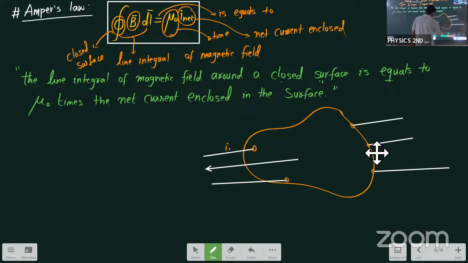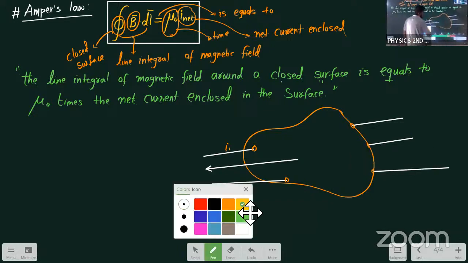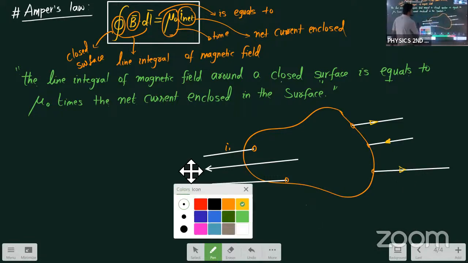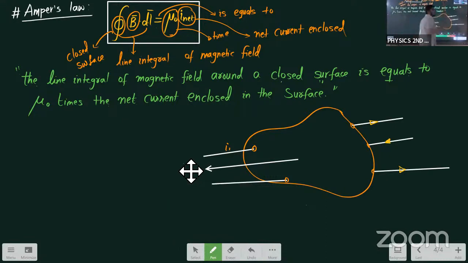So here, this current is coming inside, and these are the currents going outside. See here, I said that whenever the magnetic field is going inside, we'll be representing it with a cross symbol, and whenever the magnetic field is coming outside, we'll be representing it with a dot symbol.